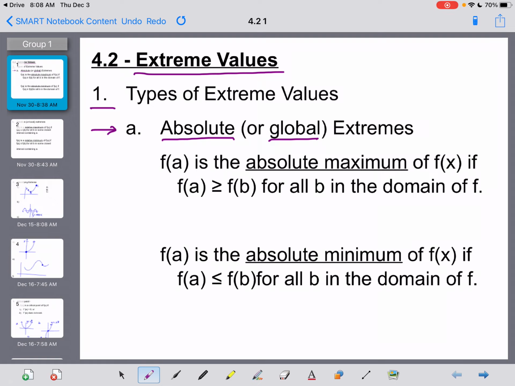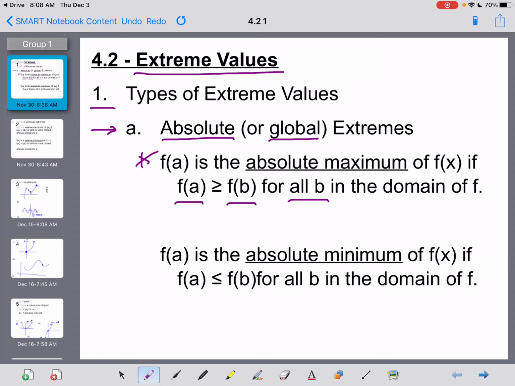So let's get into the first part of our definition here, guys. F of A, and let me stop you right there and remind you that when we say f of A, we're talking about a y value here. F of A is the absolute maximum of your function if, and here's the important thing now, guys, this y value, f of A, is greater than or equal to some other y value, f of B, for all B in the domain of f. Okay, that's a lot going on right there.